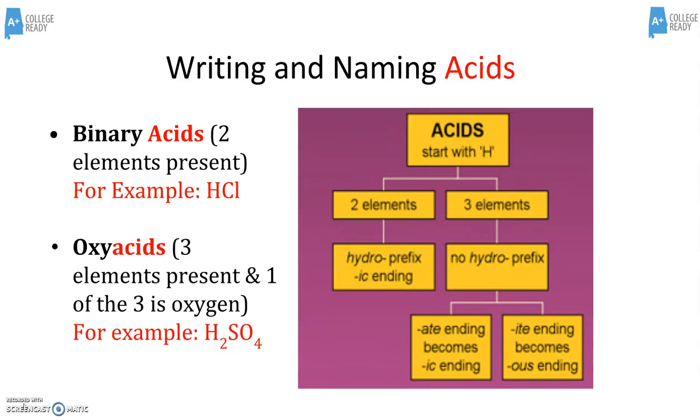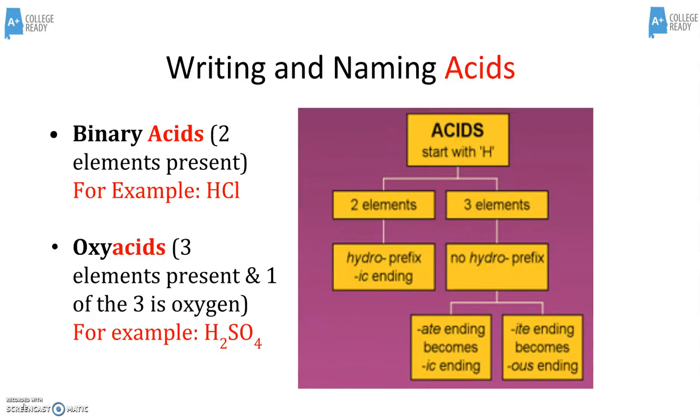Now we're moving on into our oxyacids. Does it start with the letter H? Then move down the diagram. If it has 3 elements, no hydro prefix. However, the ending of the polyatomic ion is here to stay; we have to know our polyatomic ions, remember. The ate, if it's a polyatomic ion, will turn to ic. If it is an ite polyatomic ion, it will become ous.